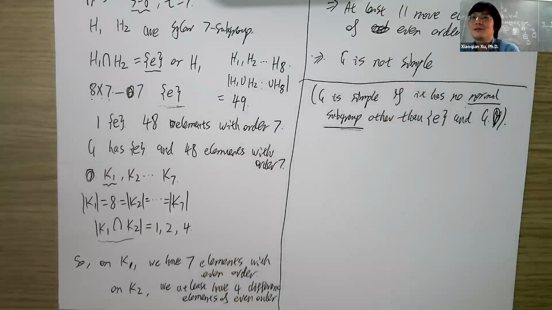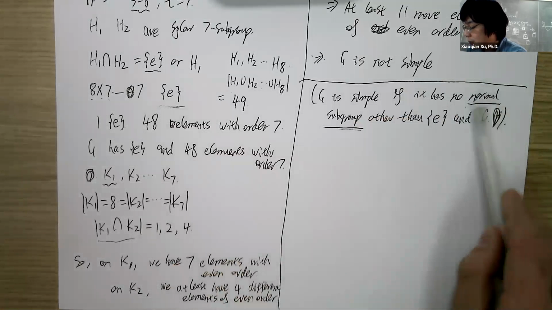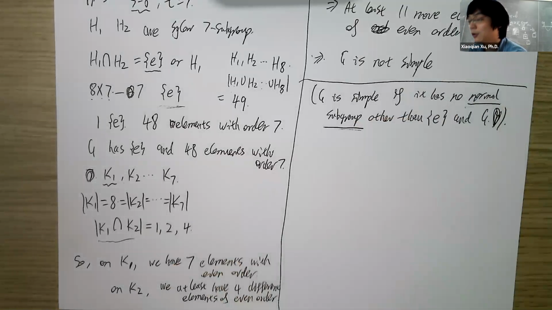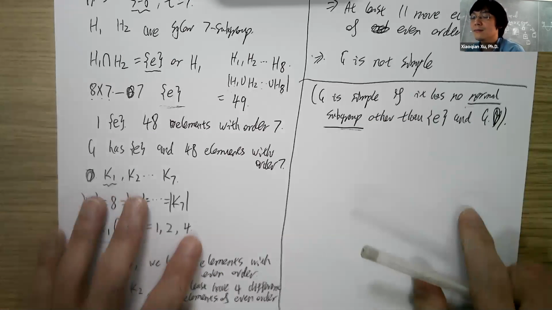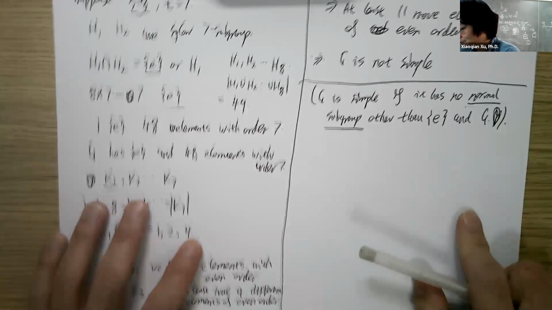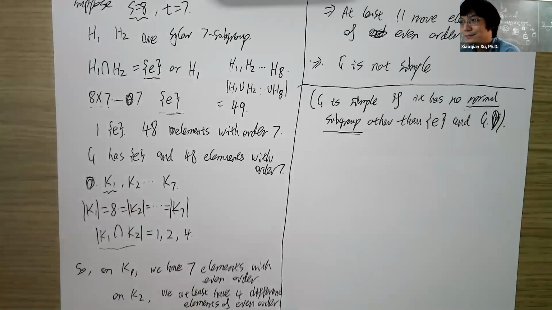If you have a group that has no subgroup, then this will have a very huge restriction. Then probably your G will be something like Z_p or something. But if we relax it a little bit to say it has no normal subgroup, then the problem becomes more interesting. This will be a difference.